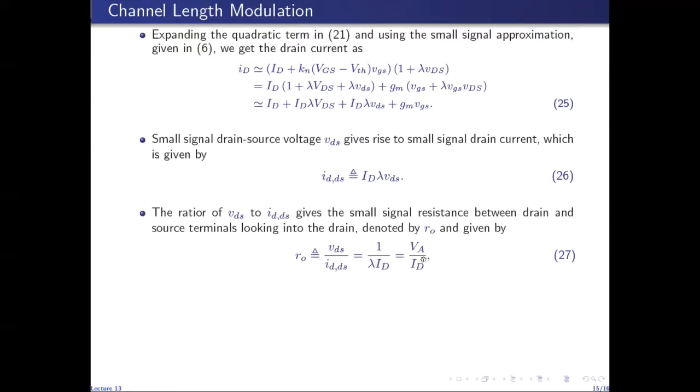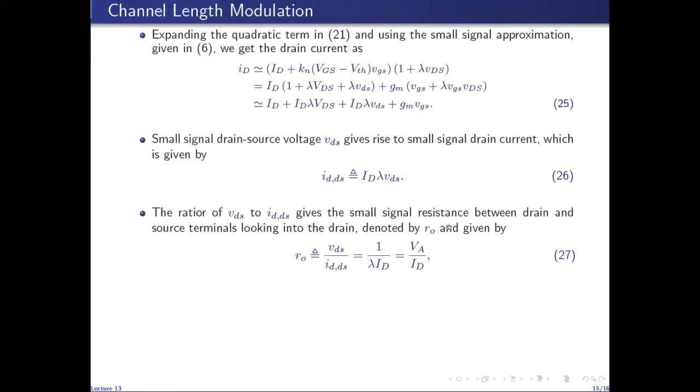And since 1 over lambda is VA, it is equal to V over ID. And this is called the small signal resistance between drain and source looking into the drain terminal, because it is the ratio of the voltage between drain and source. In other words, it is the ratio of voltage of the drain with respect to the source to the current entering the drain terminal. So this by definition defines the resistance, which we call R0.